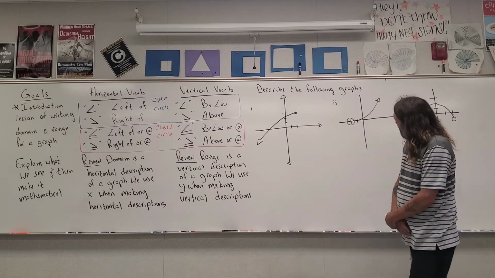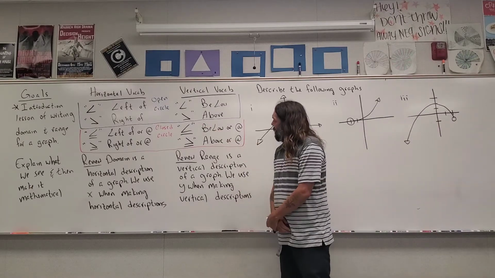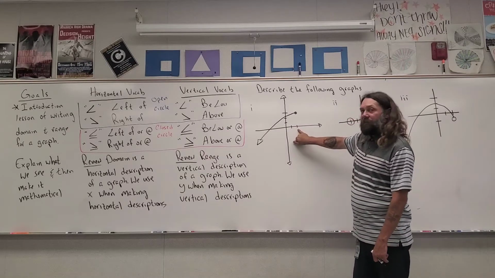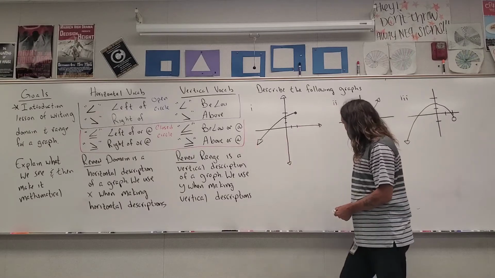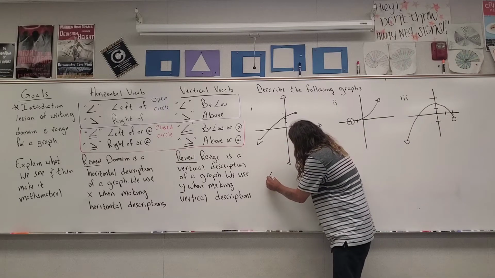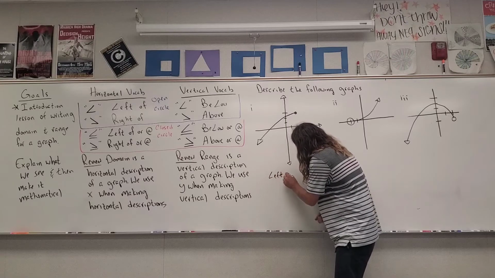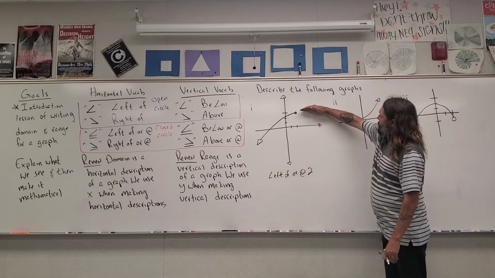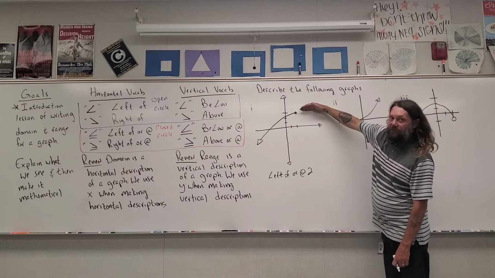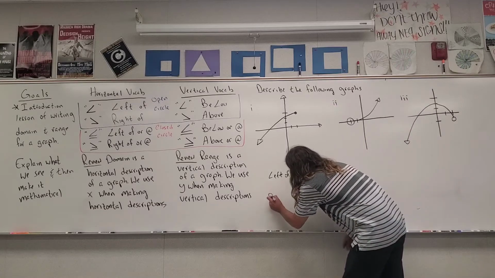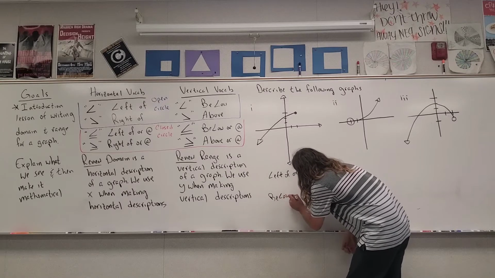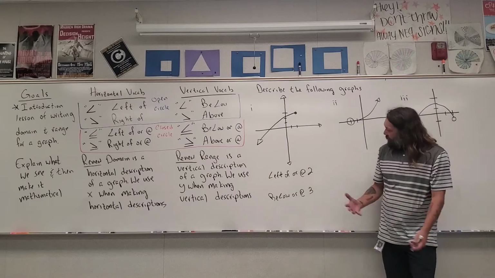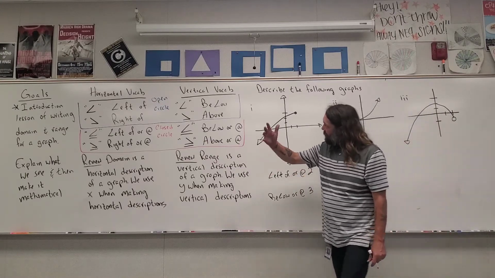All right, so I'm looking at my graph, and I'm going to talk about my graph horizontally. To me, this graph is left of or at positive 2. And this graph is below or at positive 3. Now I've described what I see, and now I'm going to make it more mathematical.